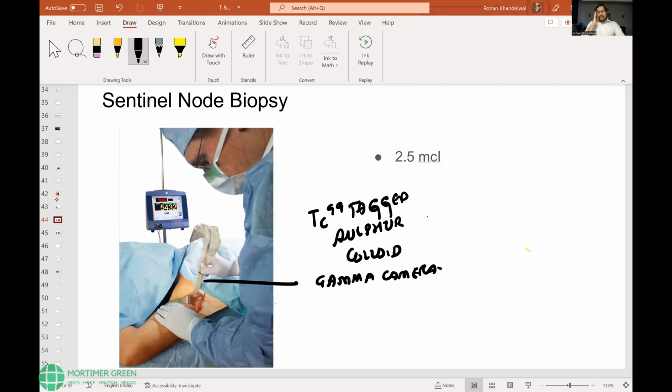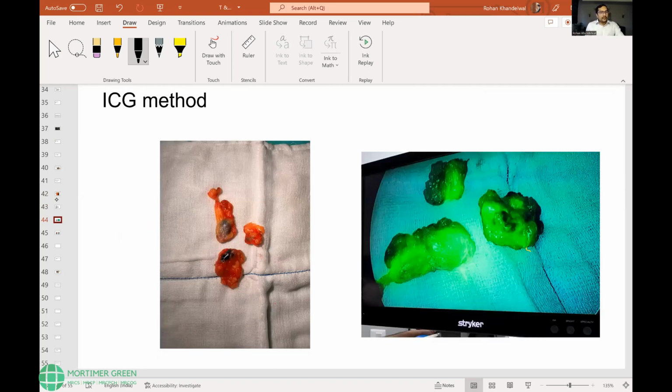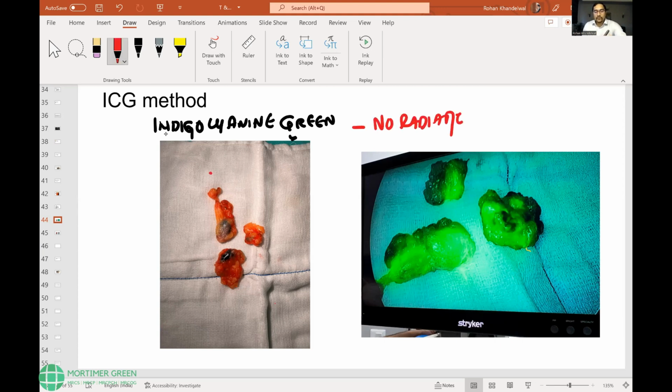A new technique, which is also gaining a lot of popularity in the UK and in our country as well, is ICG, indocyanine green. The advantage of ICG is that there is no radiation exposure while carrying out this technique. So it is worthwhile noting down this point. It might be asked in the exam.